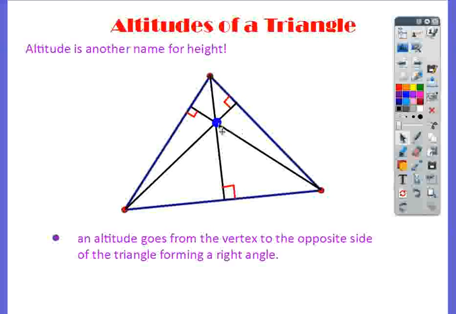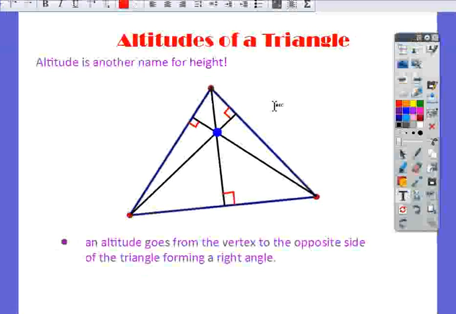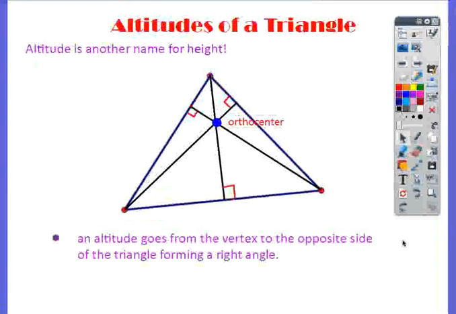So this point of concurrency, we'll go ahead and put in as the orthocenter. And remember that the altitude is another name for height, and it goes from vertex to the opposite side of the triangle, and it will always form a right angle.